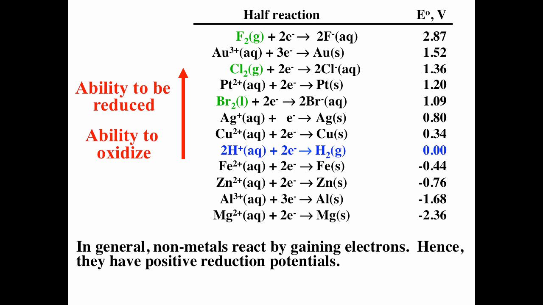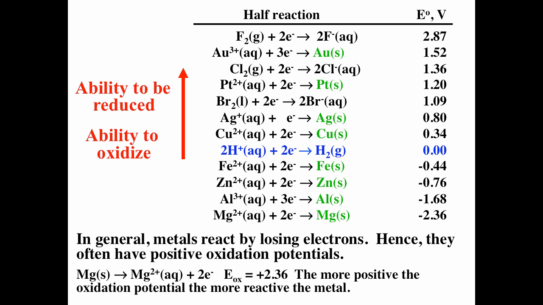And so in general, nonmetals react by gaining electrons, since they tend to have positive reduction potentials. In general, metals react by losing electrons, hence they often have positive oxidation potentials. And again, in the table we have reduction potentials. To get the oxidation potentials, we have to swap products and reactants and change the sign of the reduction potential.